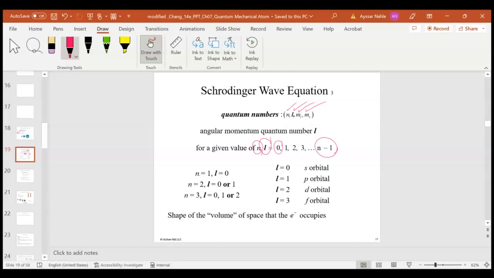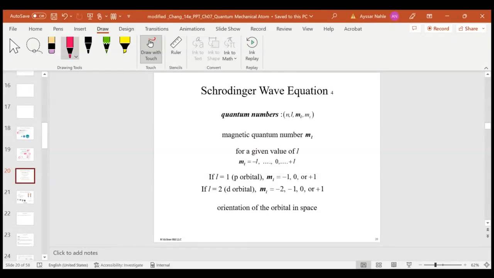All right? If n equals 3, then L will be 0 to n minus 1. That means S, P, D: 0, 1, and 2, from 0 to n minus 1. Now, of course, you know that S we labeled as 0. P is 1, D is 2, and F is 3, and we keep on continuing. We're not going to label S or P anymore.